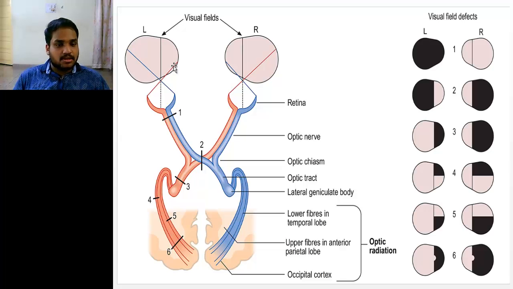Because the lens, just like a camera, will invert the image, right? This is the reason for this crossing, right? So that is about the visual field, right? So what happens? Let us see.